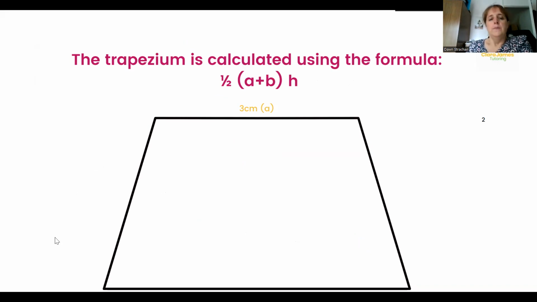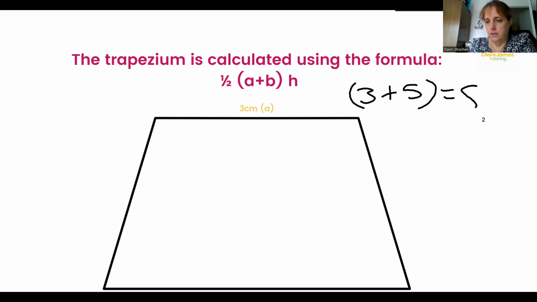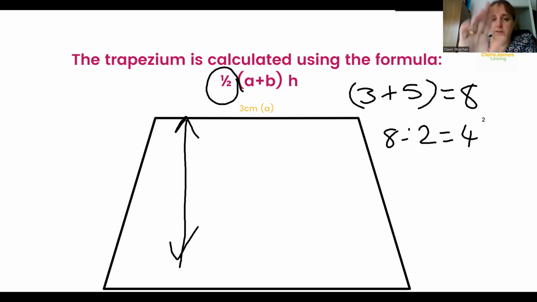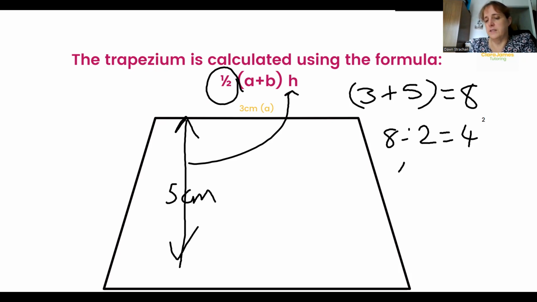So I've put 3 centimeters on here and we can't see what I've put for the bottom. So we'll say B is 5 centimeters for the purpose of this. So what we will have is 3 plus 5. Okay. That's our two parallel lines, which would give us 8. We then need to half that. So 8 divided by 2 gives us 4. And then we times that again by the vertical height, which is our h. And we'll say that's 5. So in this instance, that'd be 4 times 5, which would give us 20.